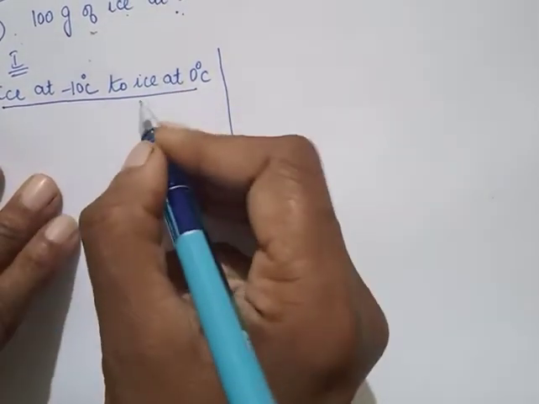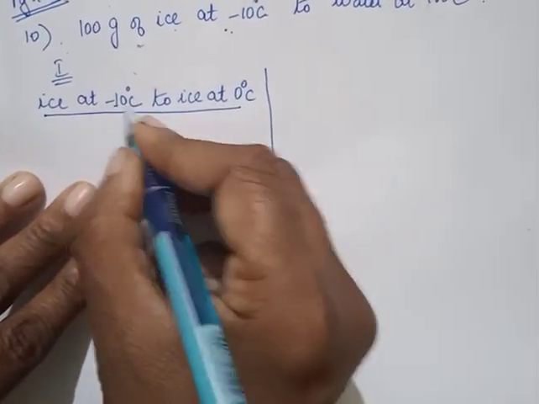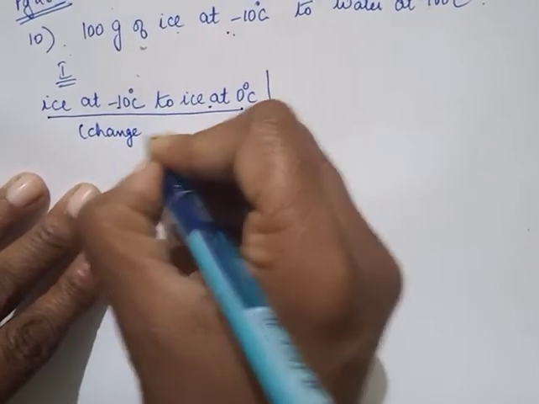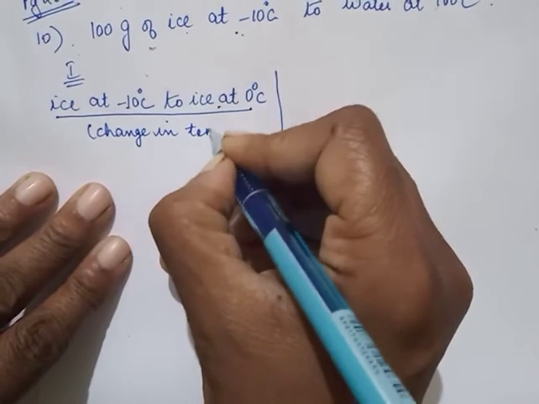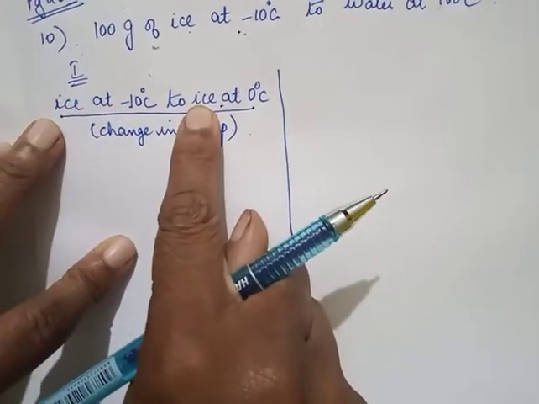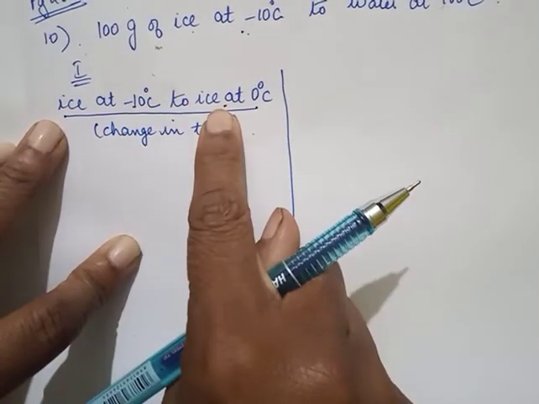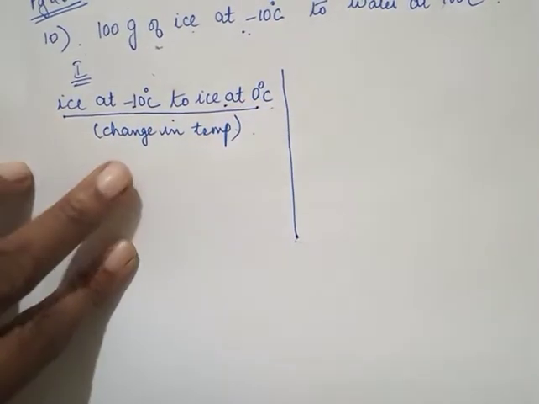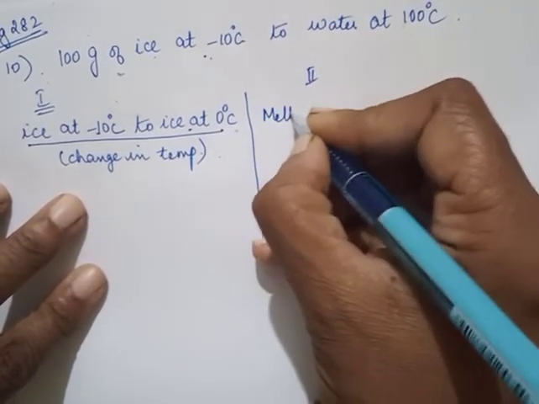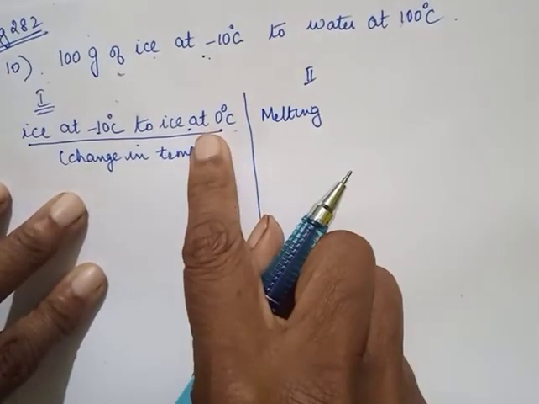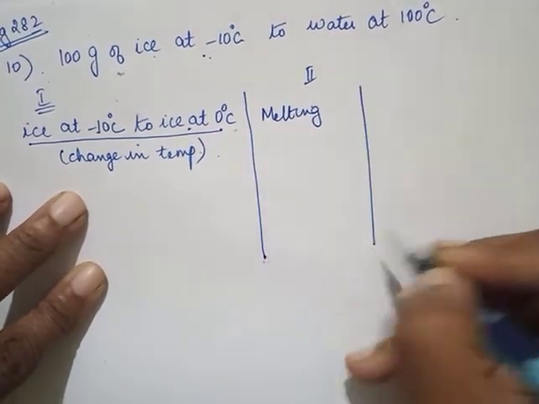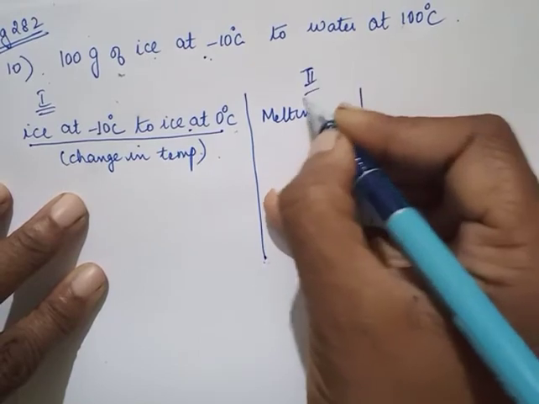Ice at minus 10 has to change to ice at 0. So what is happening here? Change in temperature. Though it is involving ice, there is no change of state. Ice at minus 10 has to change to ice at 0 degrees Celsius. Then the second one will be melting. Once it reaches 0 degrees Celsius, if you heat further, it will start melting. That is the second thing.